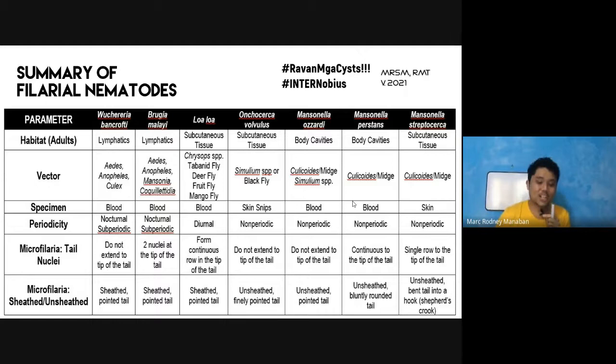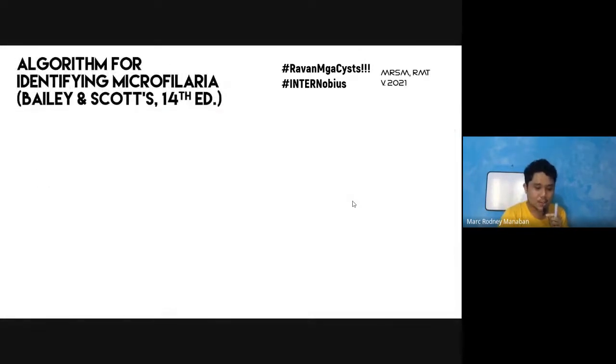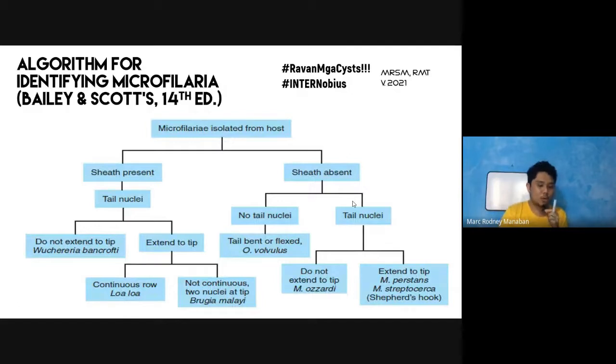Alright? Okay. So that's for the summary, no? So para mas easy ma-remember. Okay. And lastly, this algorithm from Bailey and Scott, no? So if na kayo makita ang microfilariae isolated from the host, we then look at the presence or absence of sheath, no? If present ang sheath, so man-narrow down na niyo siya sa tulo. It's either Wuchereria, Brugia, or Loa-Loa.